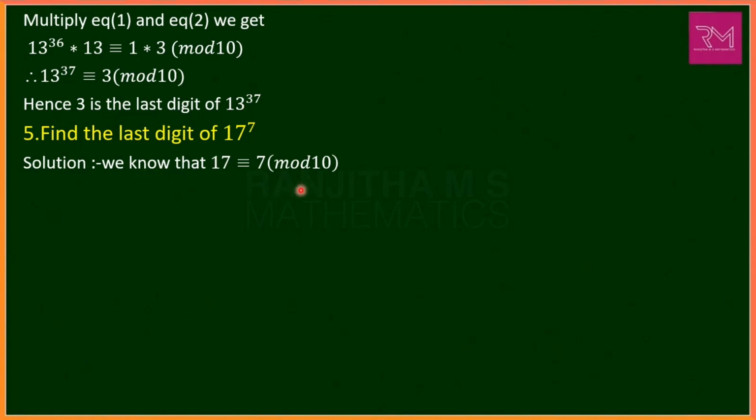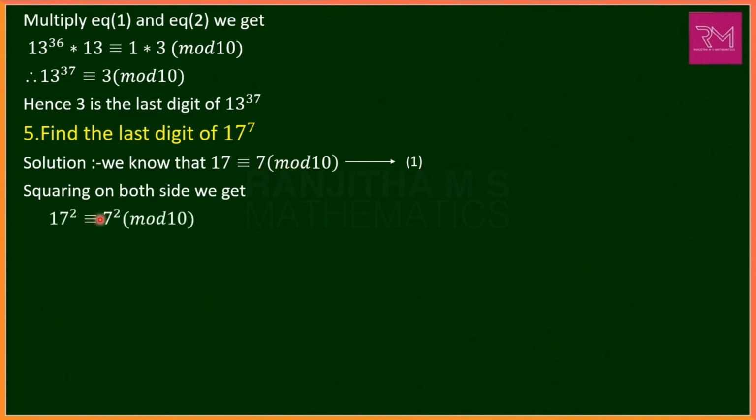Therefore, this congruence is satisfied. Call this equation number 1. Next step, squaring both sides of the congruence, we get 17 square is congruent to 7 square modulo 10. Next, 17 square is congruent to 7 square, which is nothing but 49 modulo 10.